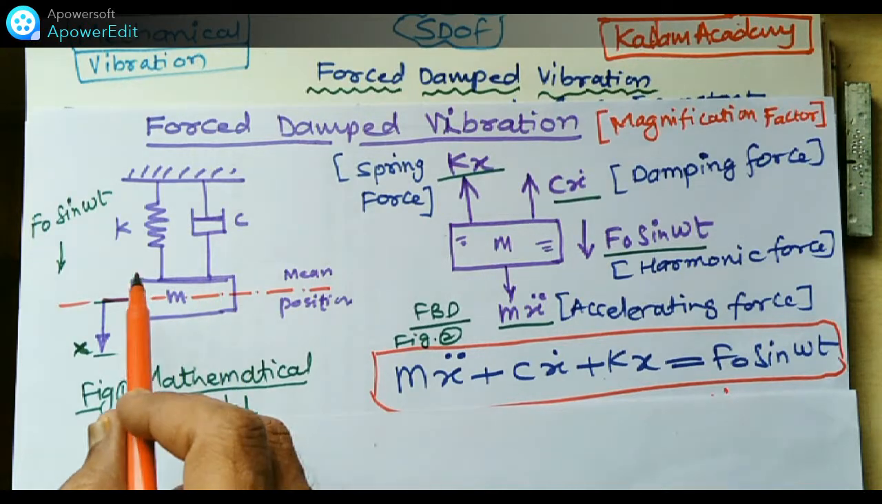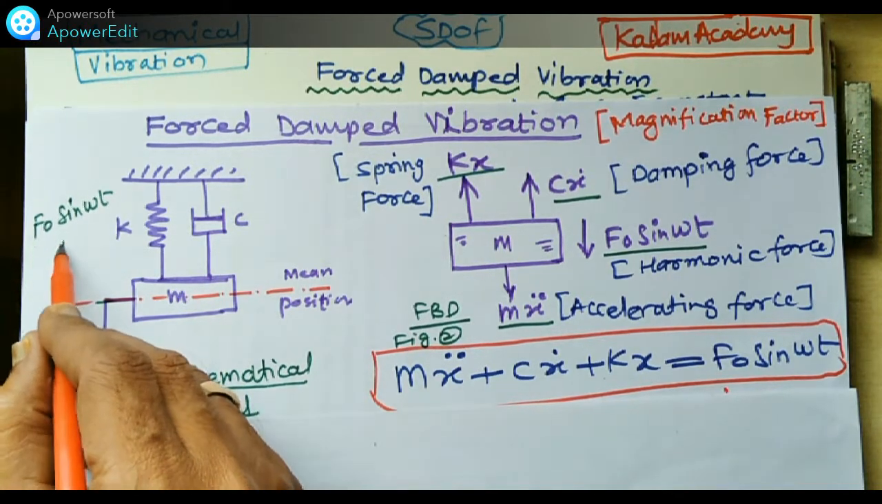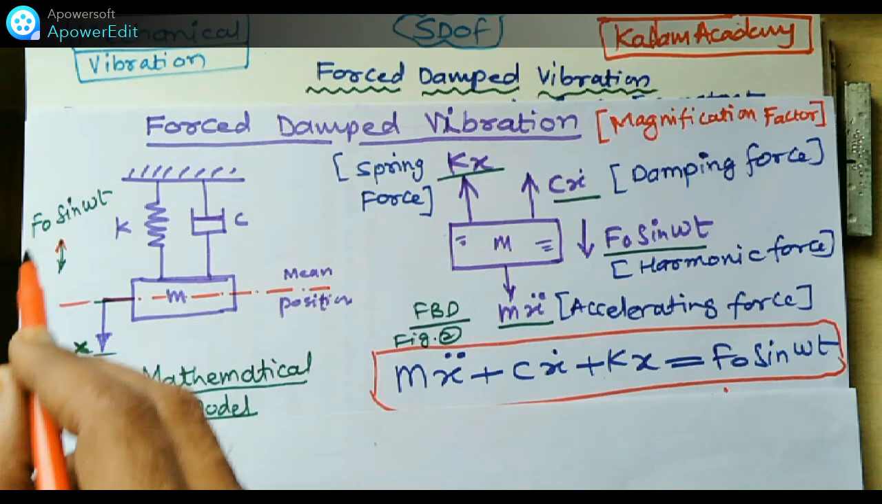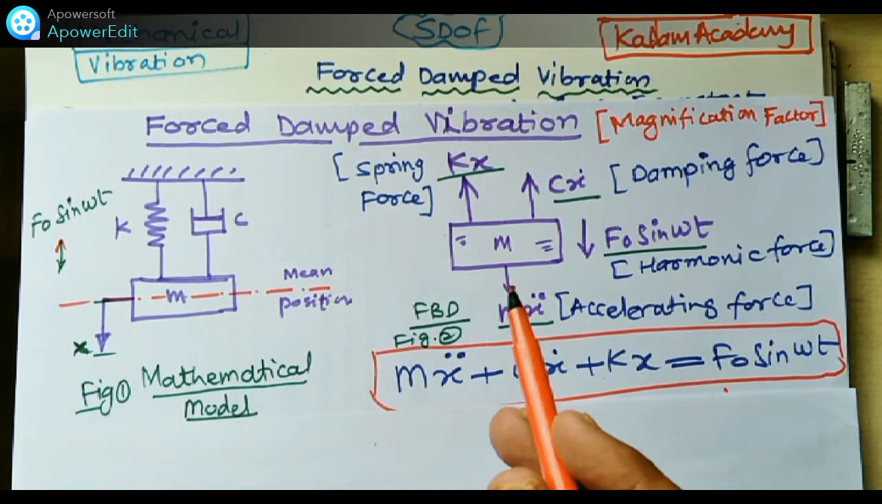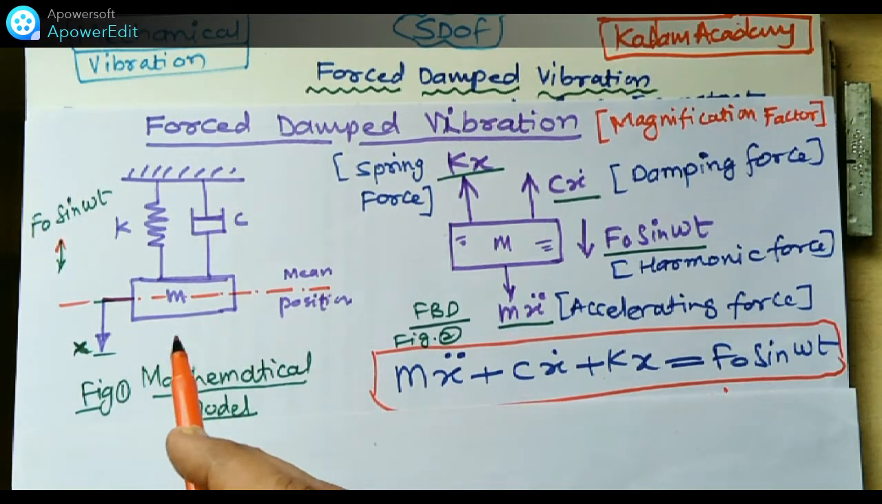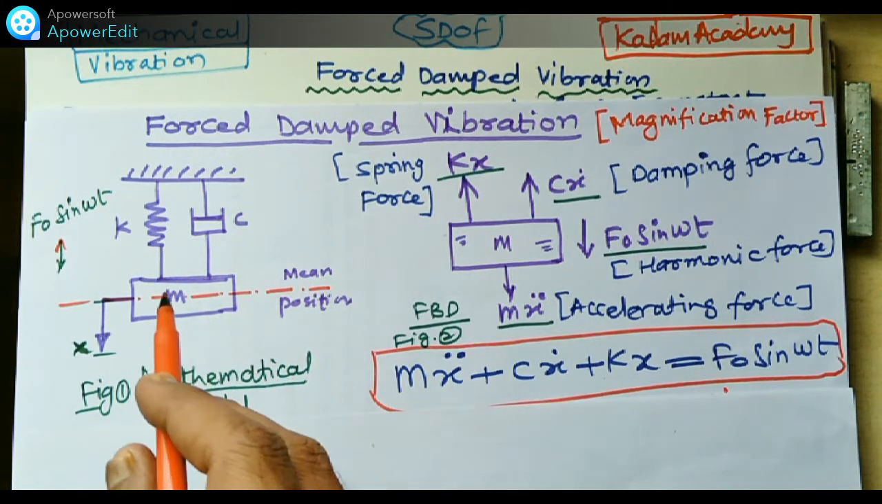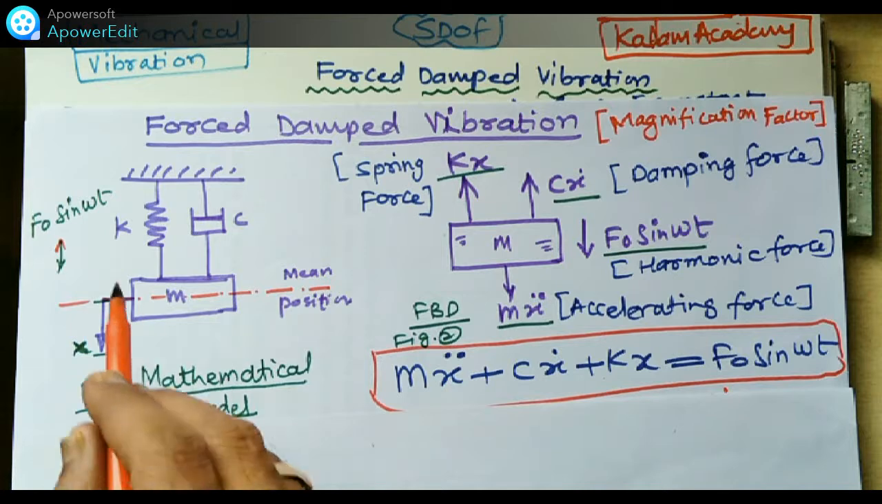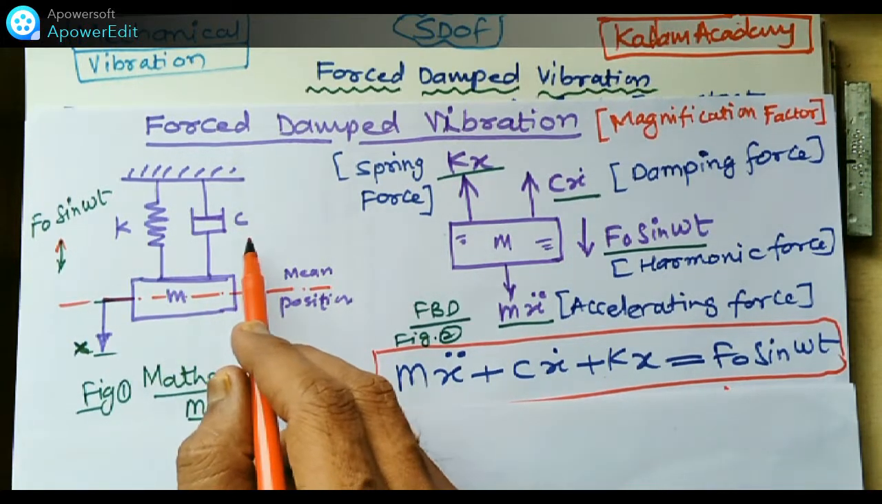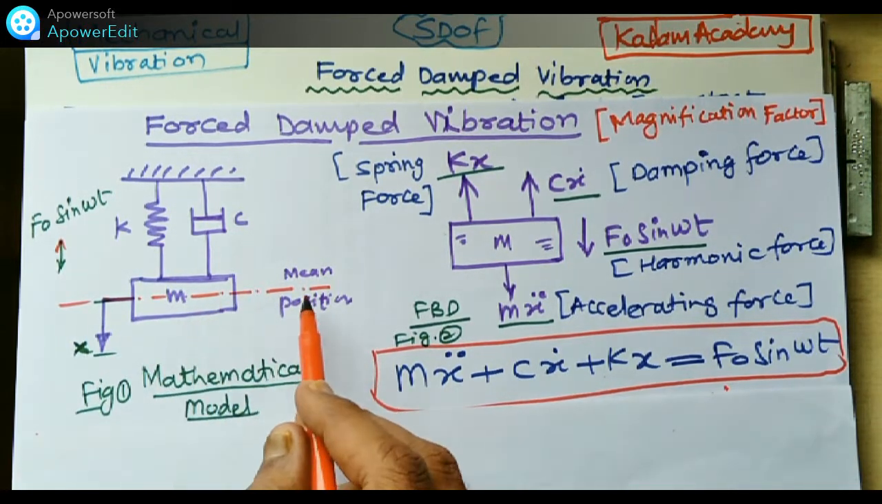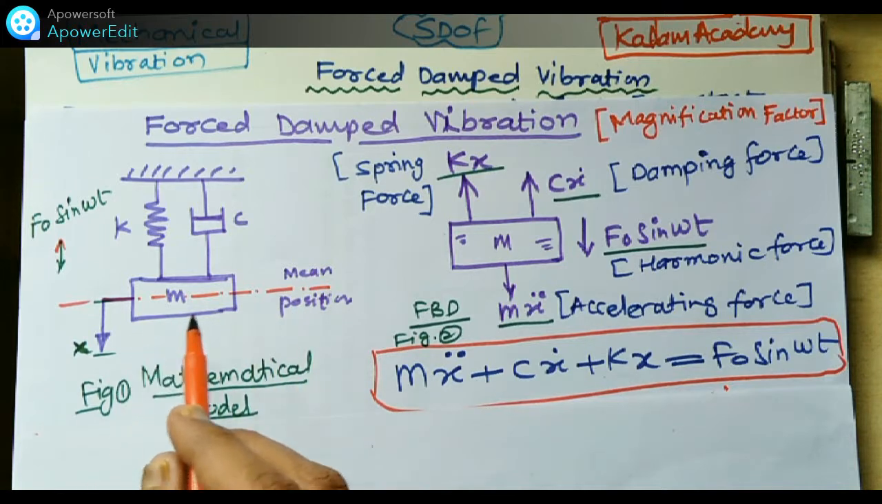Okay, but there is one more thing here: the F0 sin omega t, the harmonic motion, the forced vibration. So this is the mathematical model for this vibrating system, a spring mass damper system. K is the spring stiffness, C is the damping coefficient, M is the mass, and the mean position is represented by this red line.